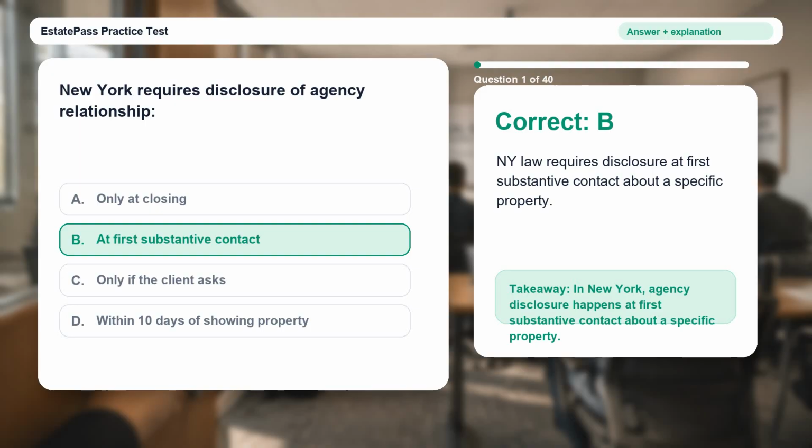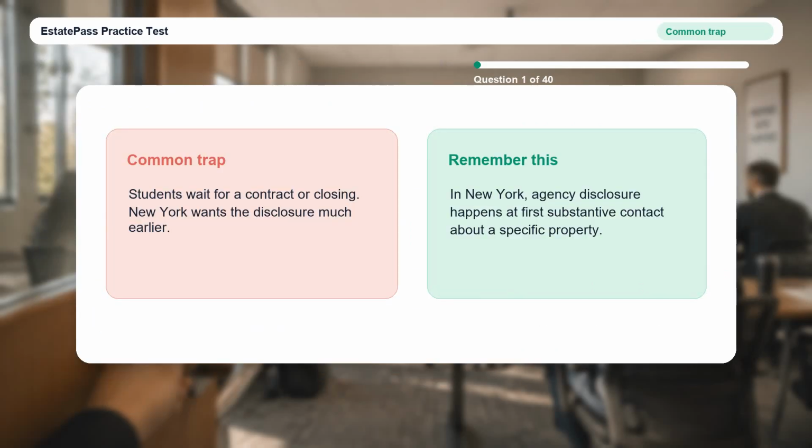Explanation. NY law requires disclosure at first substantive contact about a specific property. Common trap. Students wait for a contract or closing. New York wants the disclosure much sooner.